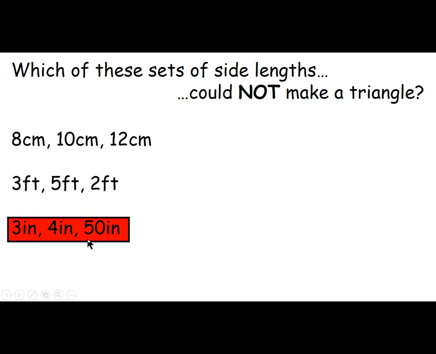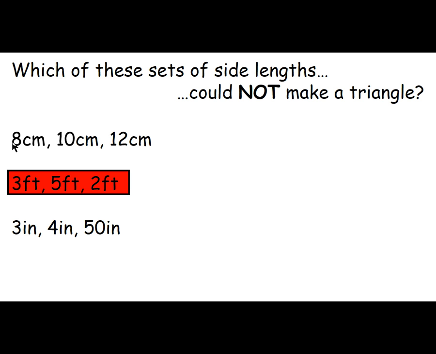And it's this 3, 4, and 50. Why? Well, if we start with the 50, here's a segment that's 50 inches long. If I put a 3 on one side and a 4-inch on the other side, they're going to be too short to reach each other. So we can't actually make a triangle out of these.